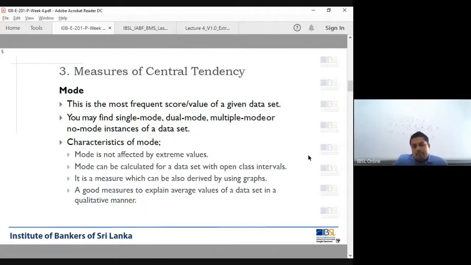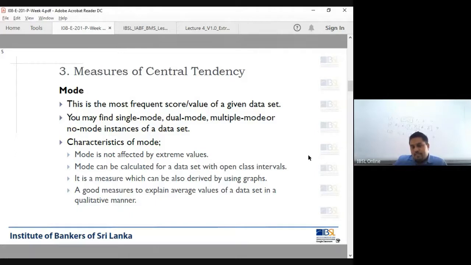Mode can be calculated for a data set with open class intervals also. Let's keep that aside for a minute. Third one: it is a measure which can also be derived by using graphs, graphical methods. Last point: a good measure to explain average values of a data set in a qualitative manner.